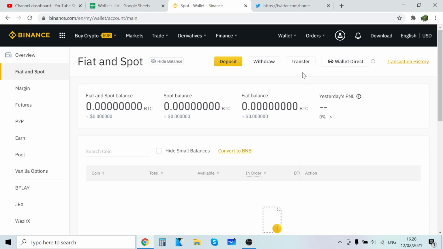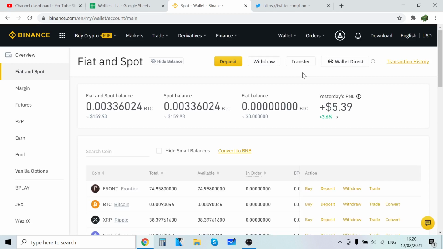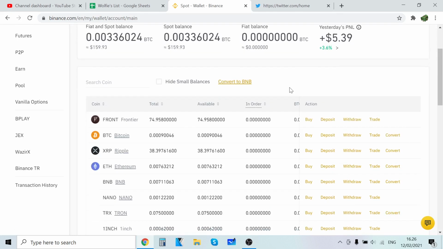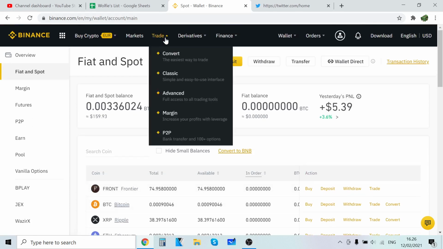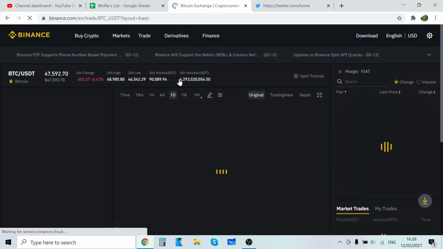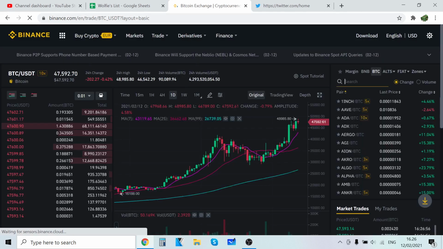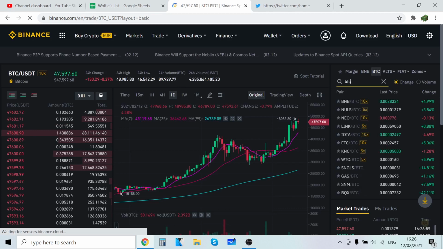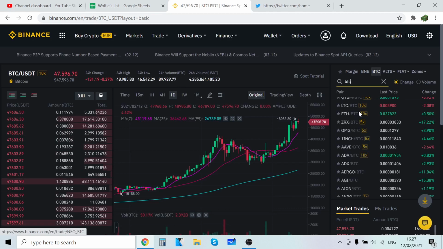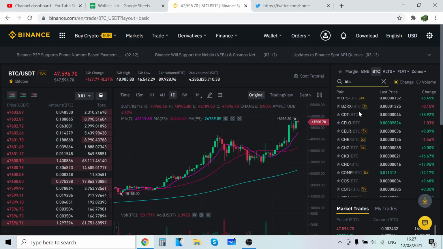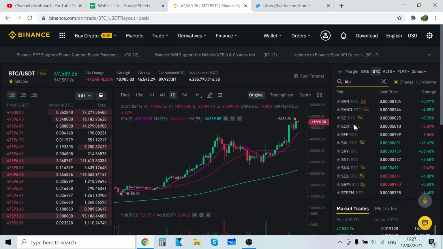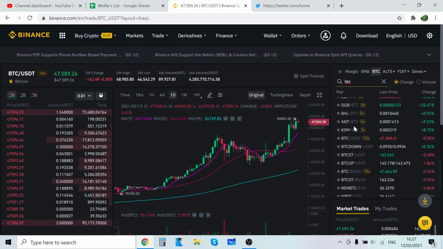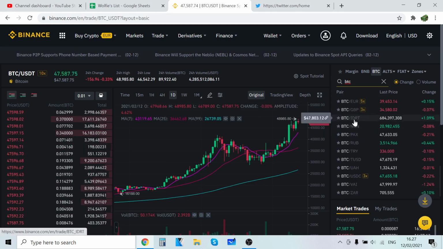But quickly, I want to also show you how to sell your Bitcoin. If you want to sell your Bitcoin, all you have to do is go to trade and classic. And here where it says search, type in BTC, and here you can see all the different pairings for Bitcoin. So you can sell Bitcoin for any of these other currencies if you want. Look, there's so many.